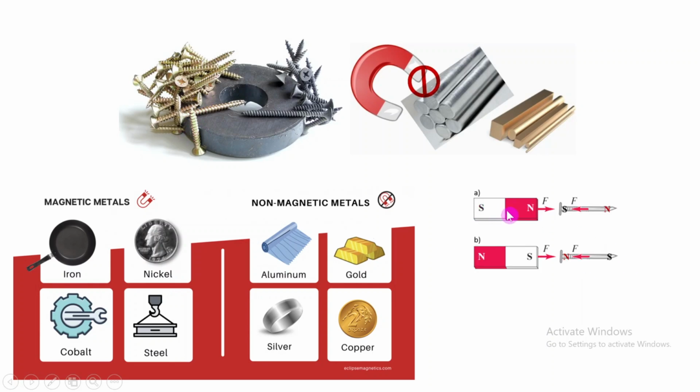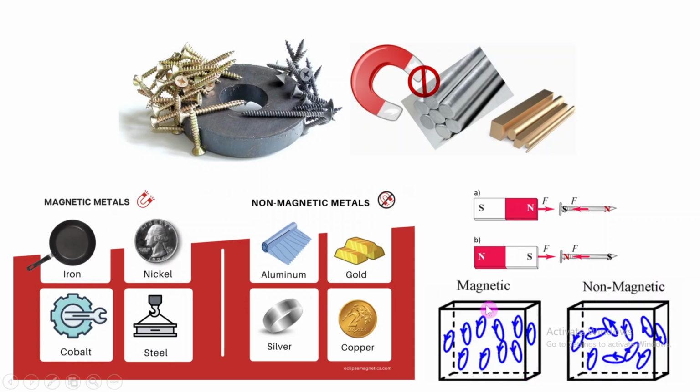If we bring the north pole of the bar magnet towards the nail, these nails consist of a large number of molecules, and each molecule behaves as a thin magnet. The magnetic fields of the molecules align in such a way that this side of the nail becomes south, and there is a force of attraction between the north pole of the bar magnet and the south of the nail. So it is attracted towards the bar magnet. On the other hand, if we bring the south pole toward the nail, the magnetic fields of the molecular magnets arrange in such a way that this side of the nail becomes north, and it is also attracted towards the south pole of the magnet.